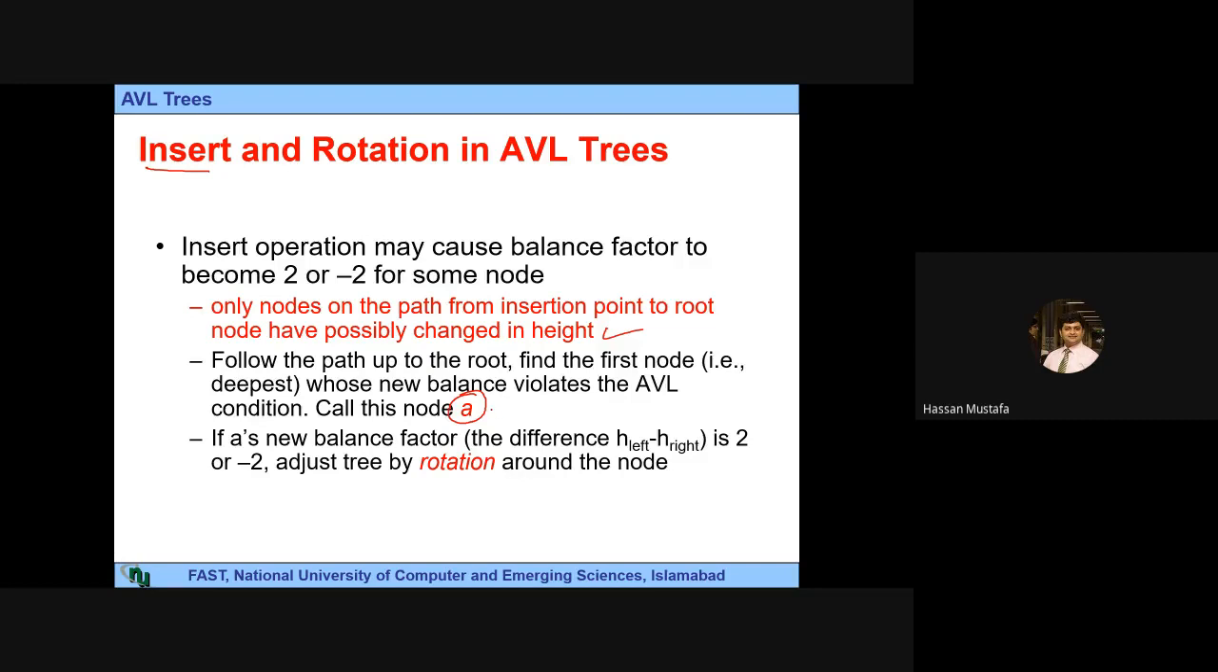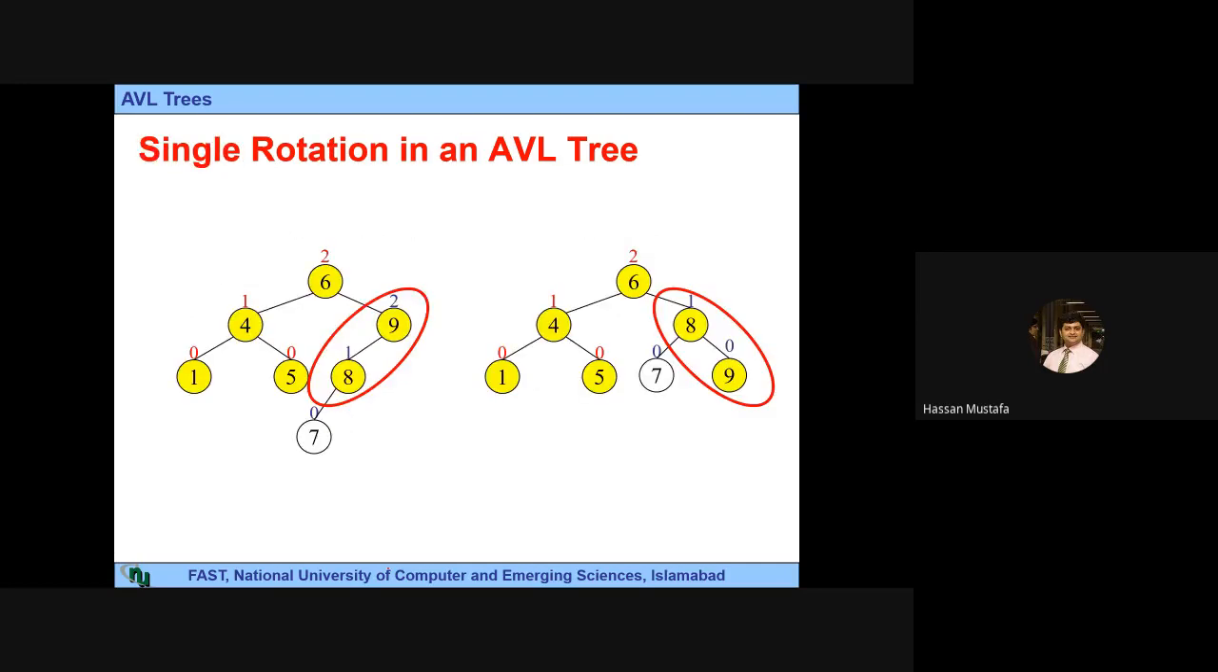If we find that node, then we would perform an operation called a rotation on that node A. So that is something that we would do when we find an imbalanced node. Let's see how we can do that. This is an example of a single rotation on an AVL tree.